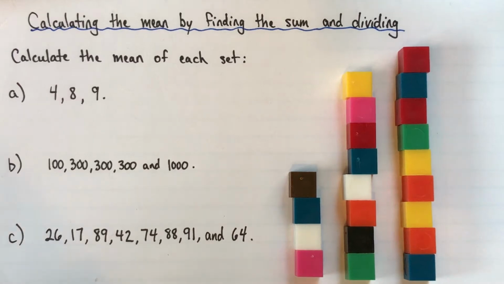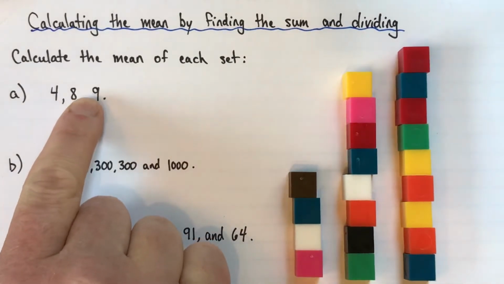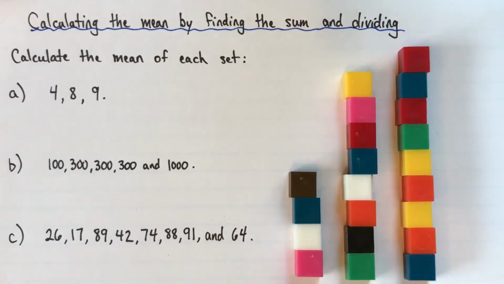Okay, in this video I'm going to show you how to calculate the mean by adding all of your numbers up and then dividing. But first of all, I'll just try to explain really clearly why it works. We've talked about the mean being the sort of fair share value, what you get if all of your pieces of data, the quantities, were shared equally.